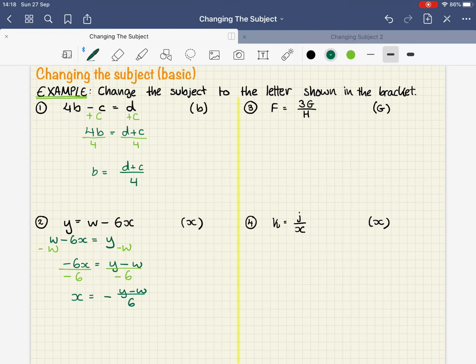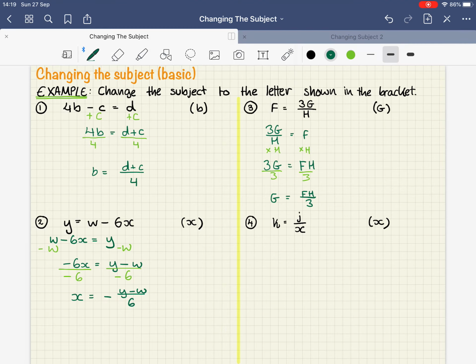Okay, so on to question 3 here. I want to make g my subject. To get rid of that fraction, I need to multiply by h on both sides. Oh, actually, first let's do our common sense line before I do that. So I'm just going to swap that around. So multiply by h. So I now have 3g equals fh, or hf, it doesn't matter which way round it is, divided by 3 on both sides. So I now have g equals fh over 3.